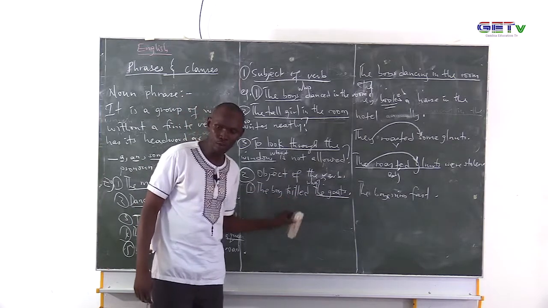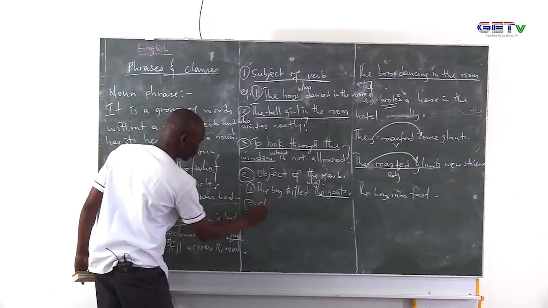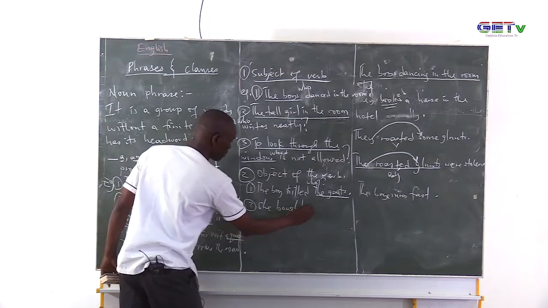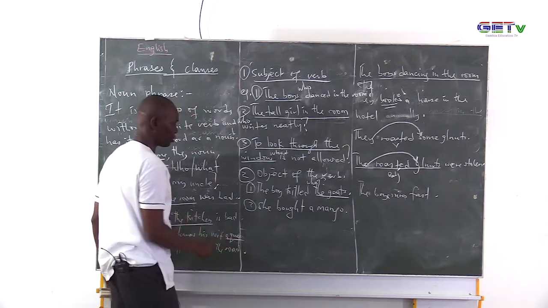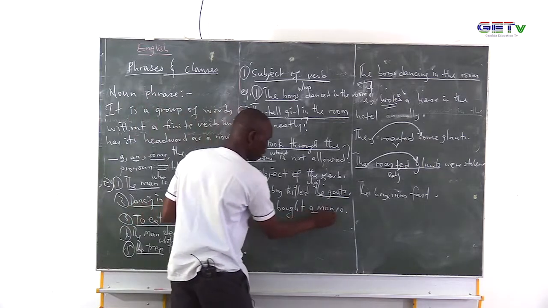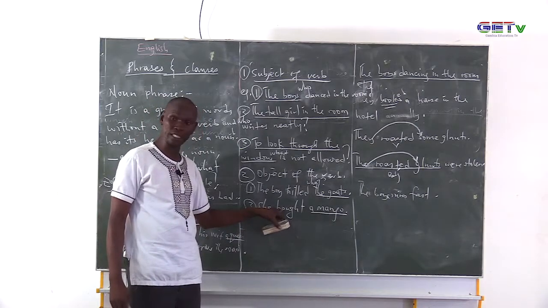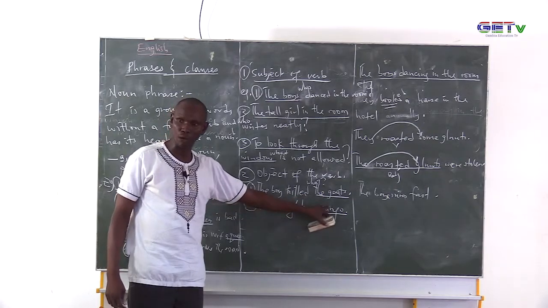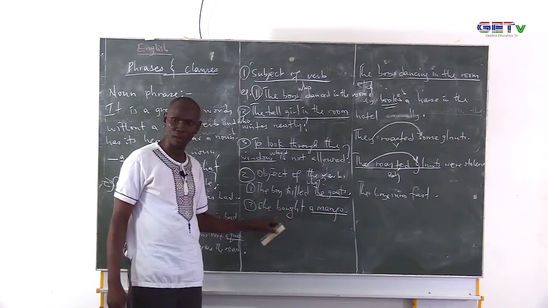So you take note. Let's look at example two. She bought a mango. Now, a mango is underlined. She is the subject here. Bought is the main verb here. If you say she bought what, the answer is going to be a mango. So this also becomes a noun phrase, and it is object of the verb bought.